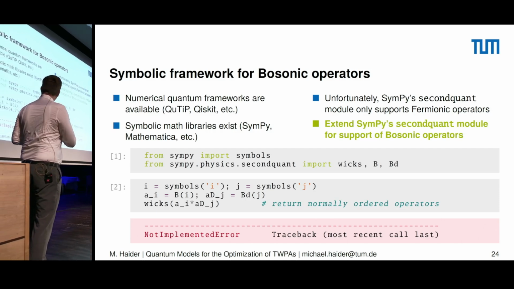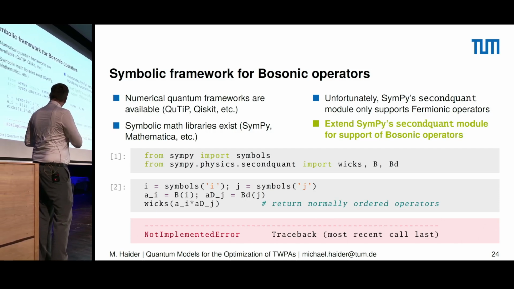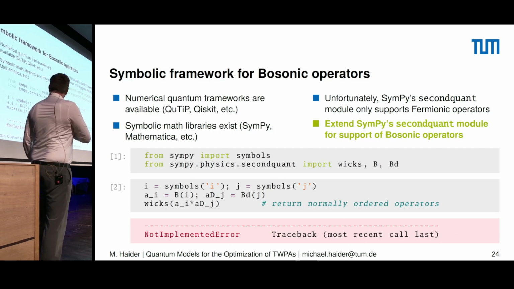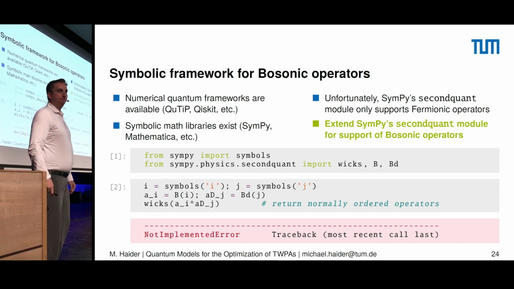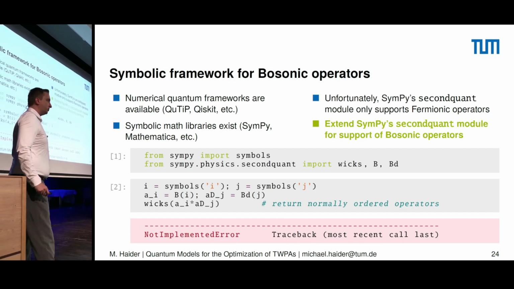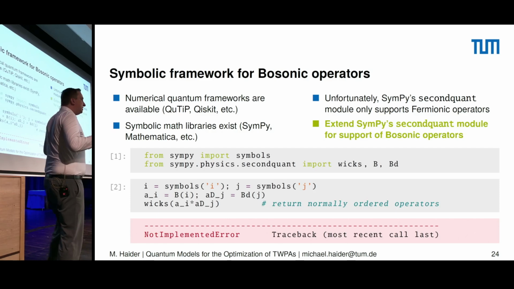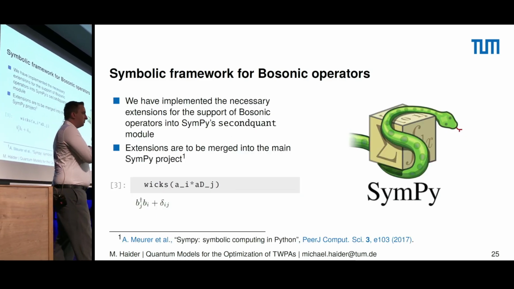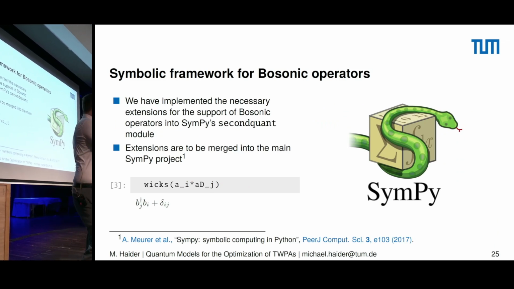Because if you want to do some normal operator ordering, apply a dagger. We want to bring daggers to the left. Your Python returns a not implemented error, because it's only implemented for fermionic operators, not for bosonic operators. What we did recently, which took us quite a lot of time, is we actually implemented it. We implemented it in SymPy in the main library.